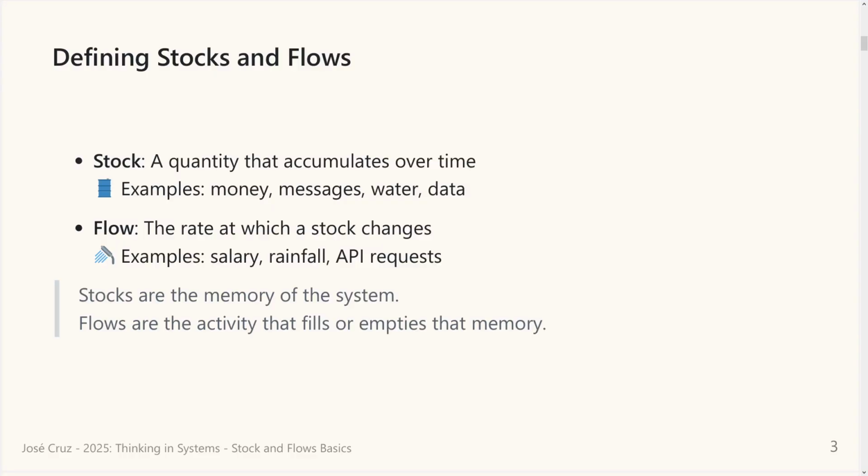So stocks are the memory of the system because they have values. At points in time, let's say your measure is a second, you can take a snapshot of the system. At this second, I have 20 messages in my mailbox. In 60 seconds, I will only have 10 or something like that. So you have a memory and a history. And with these values, you can, let's say, forecast things. You can understand the behavior of the system. And the flows are the activity that fills or empties the memory, or the stock in this case.